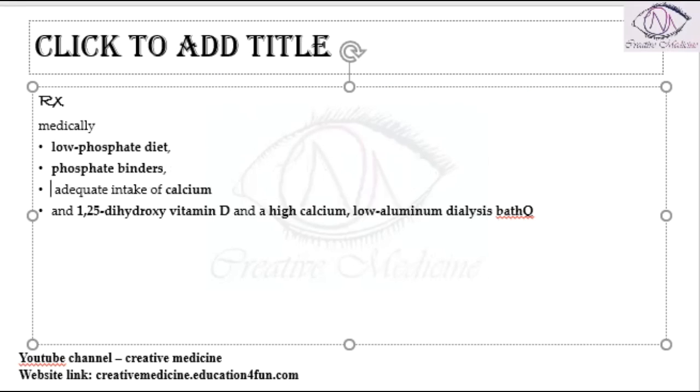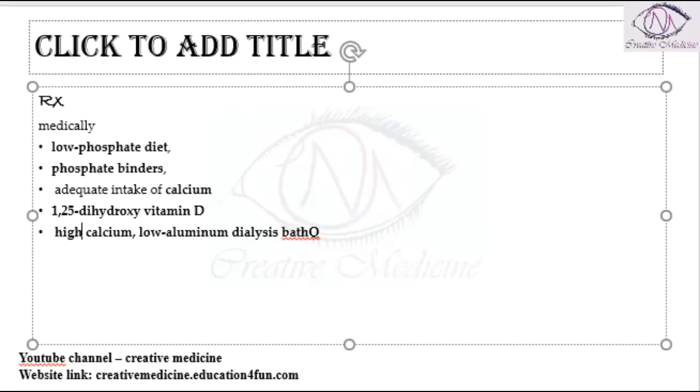Phosphate binders are used with adequate intake of calcium and also with adequate intake of 1,25-dihydroxy vitamin D, or high calcium, or with a low aluminium dialysis bath. So with all these drugs, we can treat secondary hyperparathyroidism.